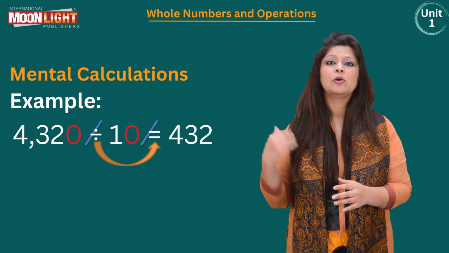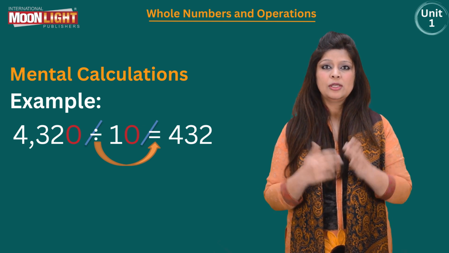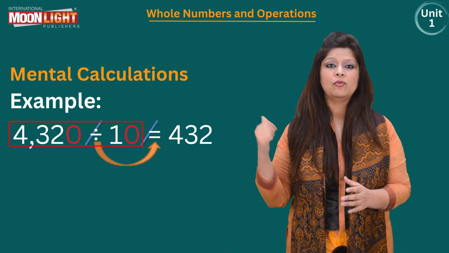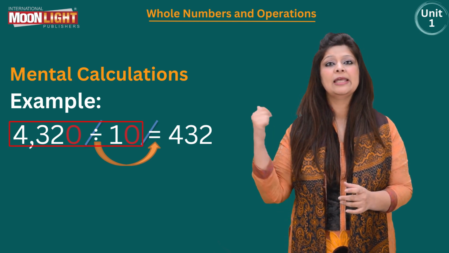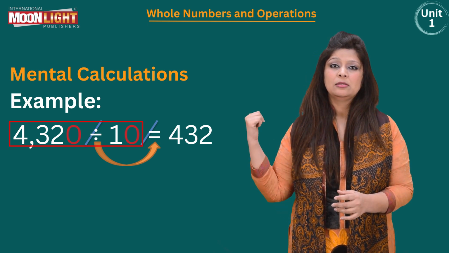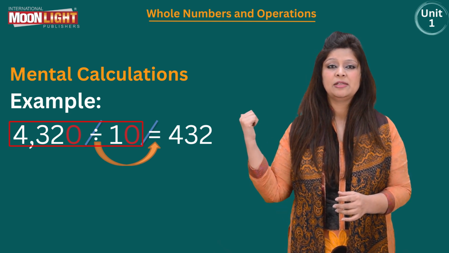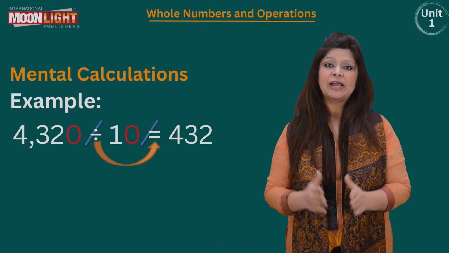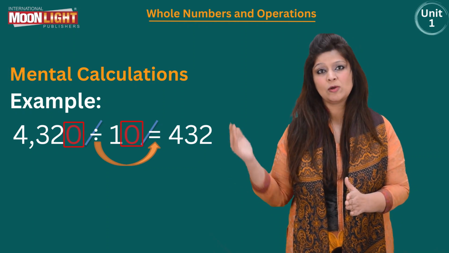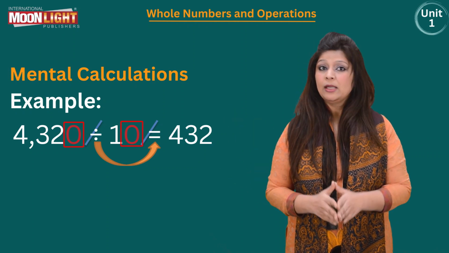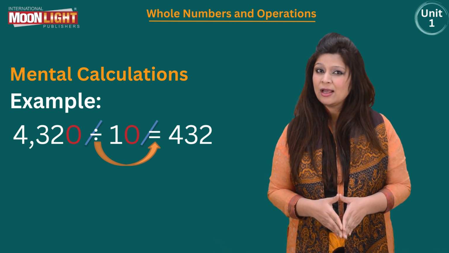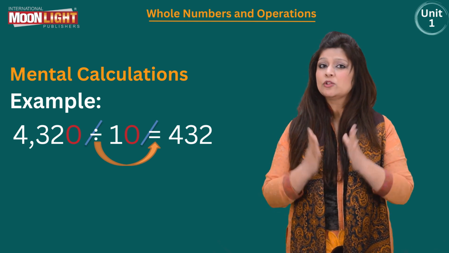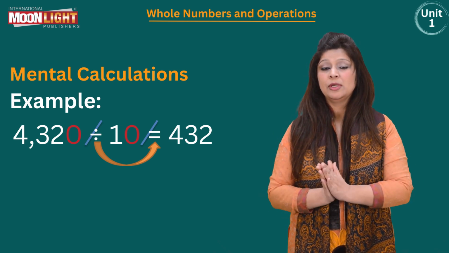Here is the example. I will take the number 4320 and I am going to divide this number by 10. As you can see over here, there is a division symbol and there is 10. If you remember, in multiplication we added the number 0 after the ones of the first number. But here, as you know, division is a repeated process of subtraction. So that is why I am going to take away.